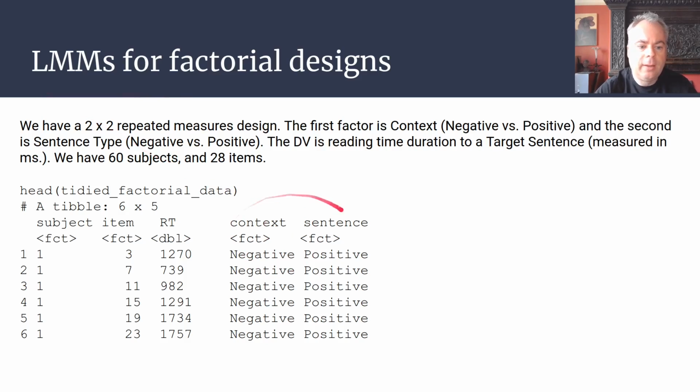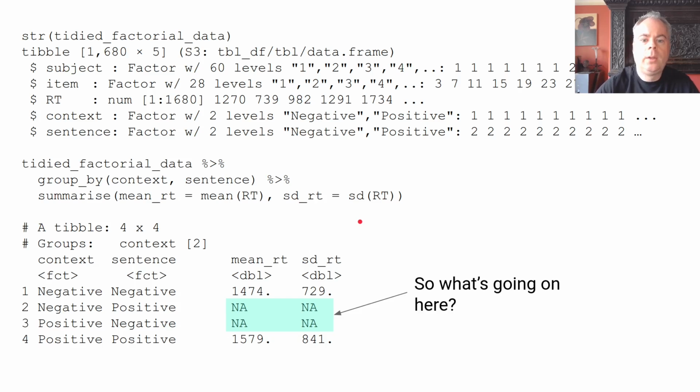And here are just the first 6 rows of our data set. We can see subject, item, reaction time, context, and sentence. We can see that things are already coded as we'd like them to be. We've got subjects and items coded as factors, and our 2 experimental factors, context and sentence, also coded as factors. We can use the str command, the structure function, to explore our table in a little more detail, and we see that for context and sentence, we do indeed have the two levels of each of those factors coded.